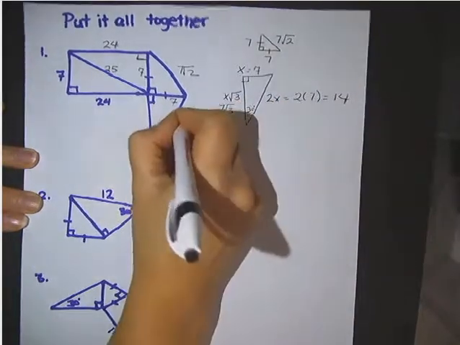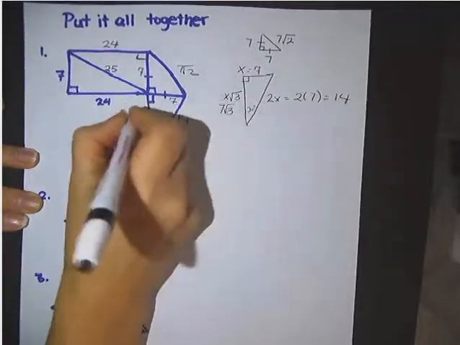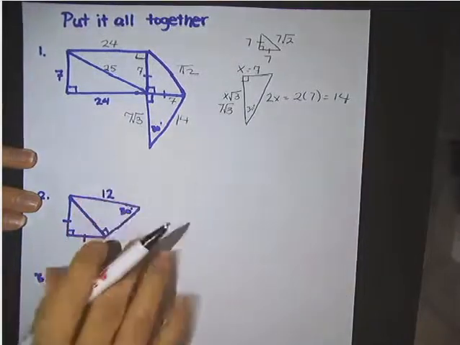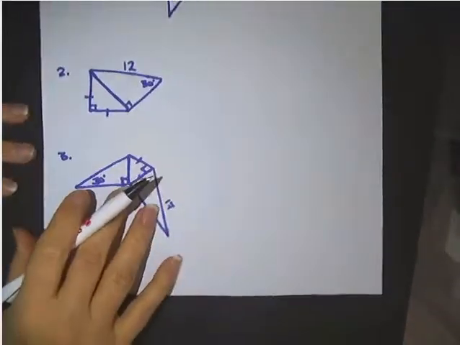So where do those belong? There's the 14, the hypotenuse, and there is the 7 root 3. So we found all the lengths of those sides. Just take one triangle at a time. Okay, next one, number 2 here.